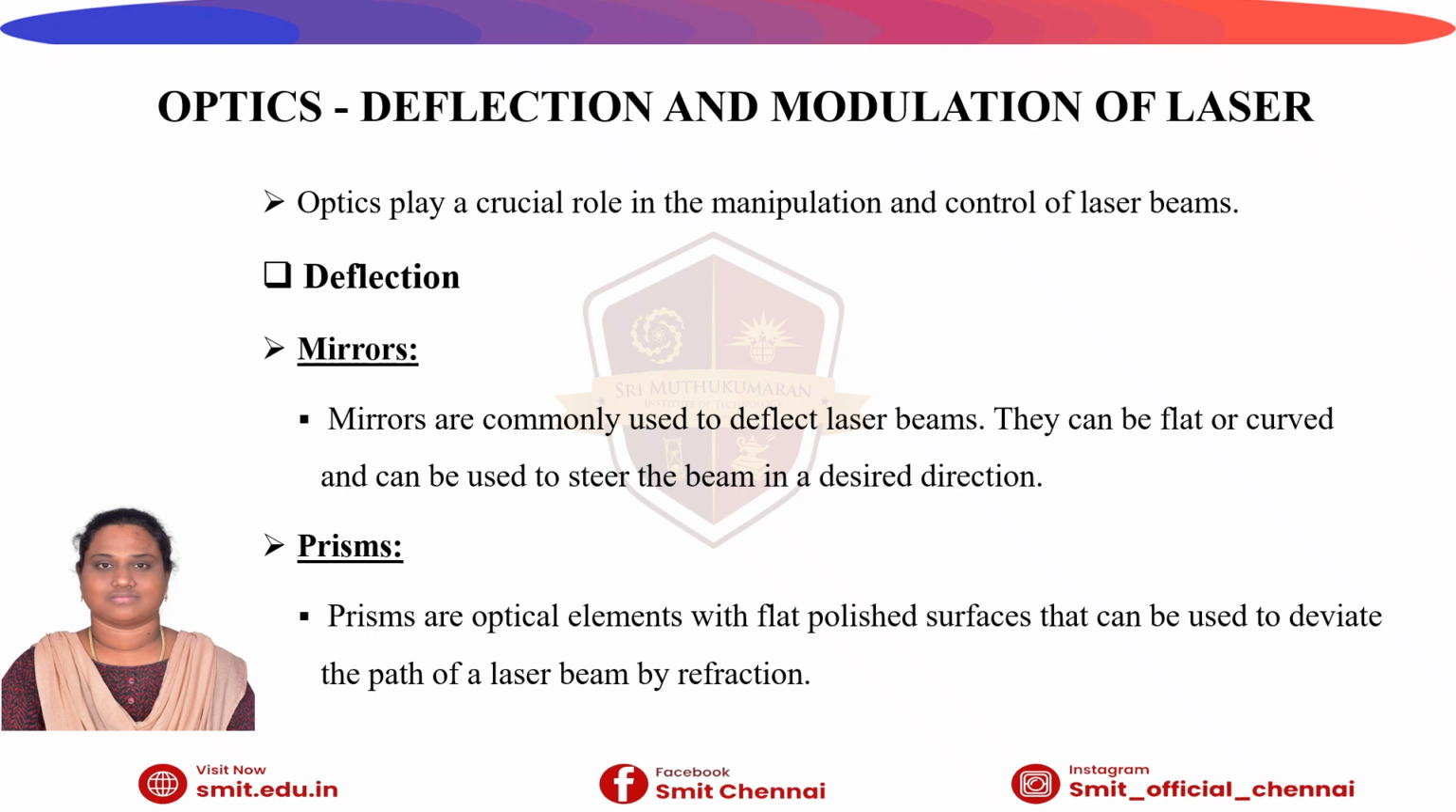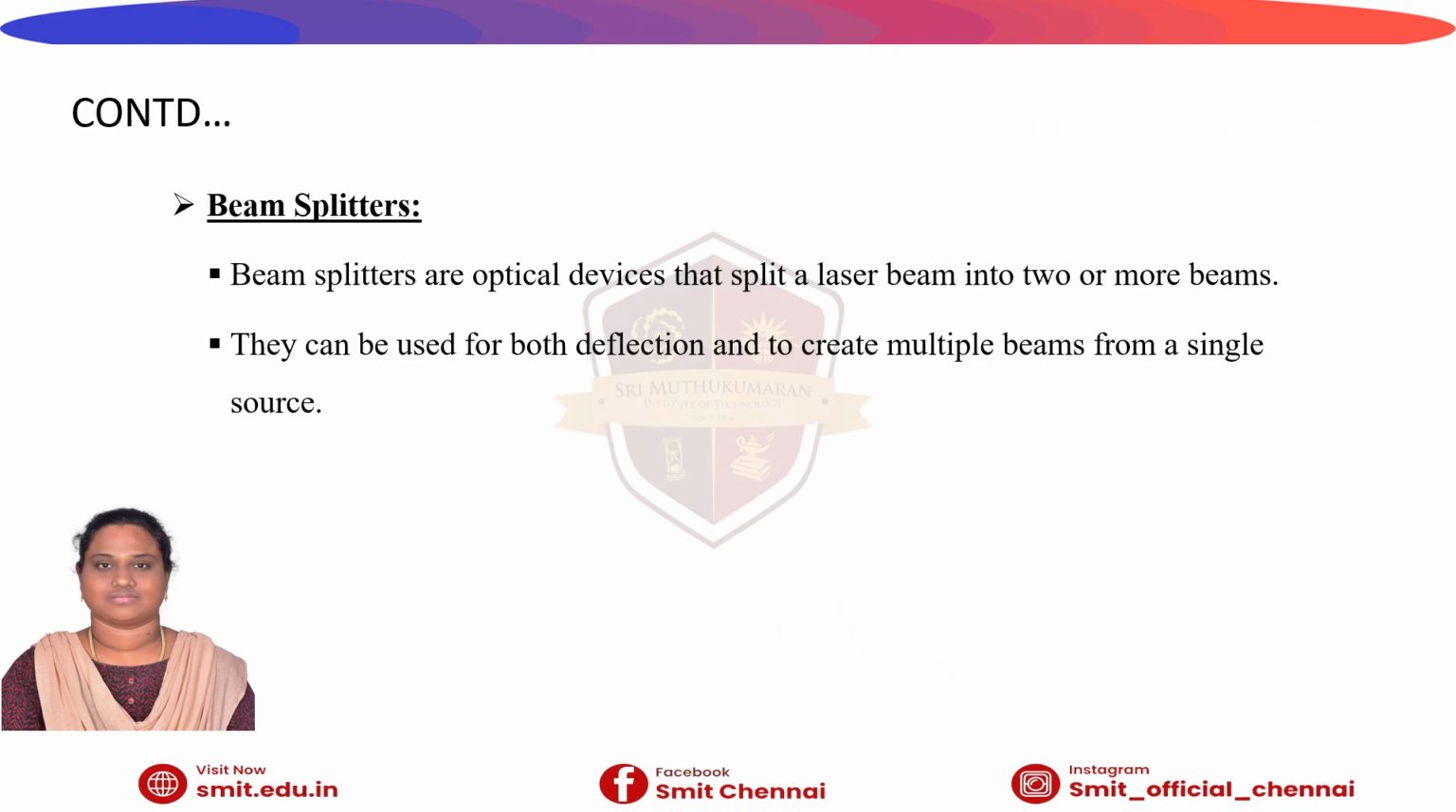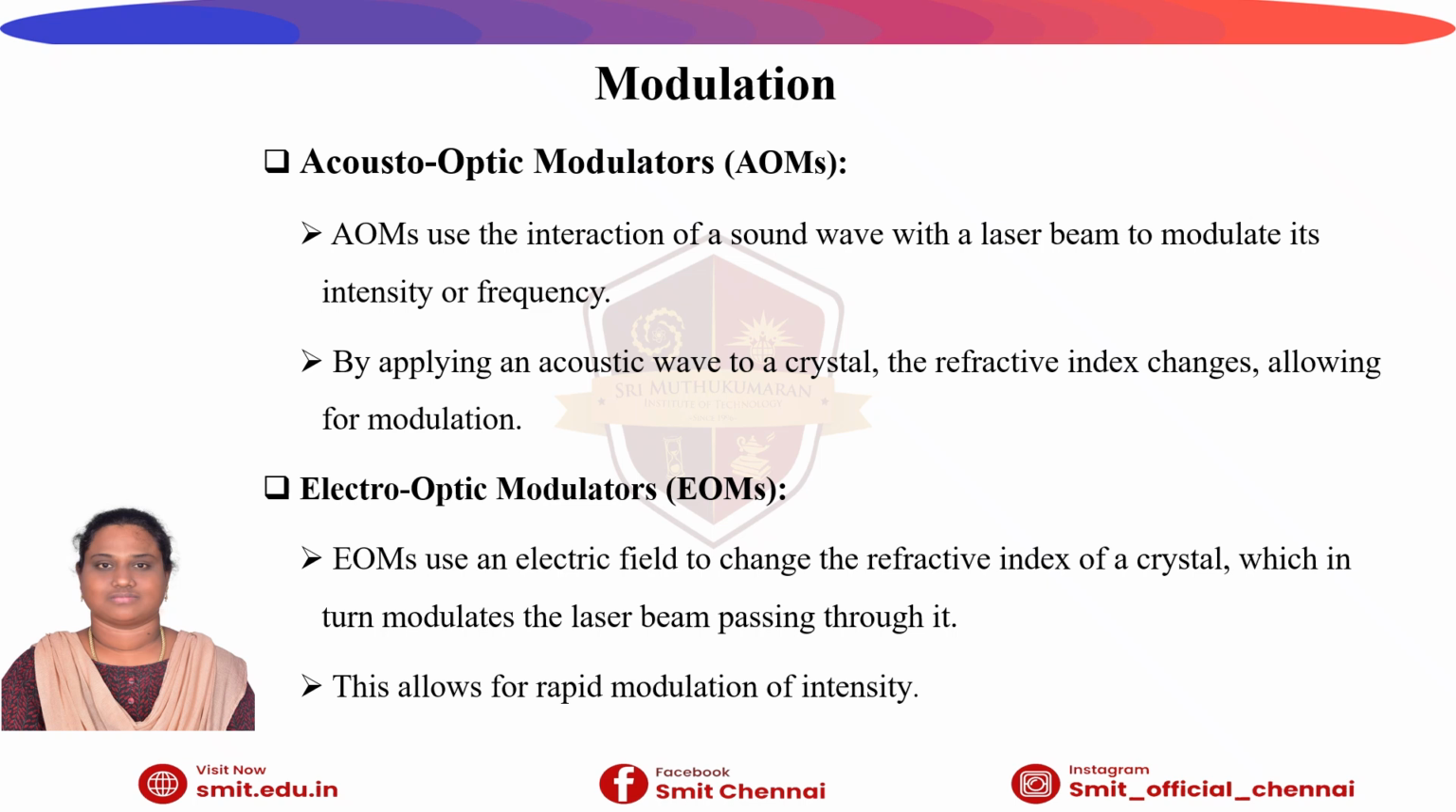Prisms are optical elements with a flat polished surface that can be used to deviate the path of a laser beam by refraction. Next one is beam splitters. These beam splitters are optical devices that split the laser beam into two or more beams. They can be used for both diffraction and to create multiple beams from a single source. Next one is modulation. Here we can see the types of laser modulation one by one.